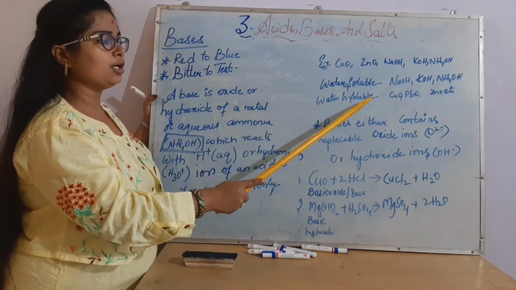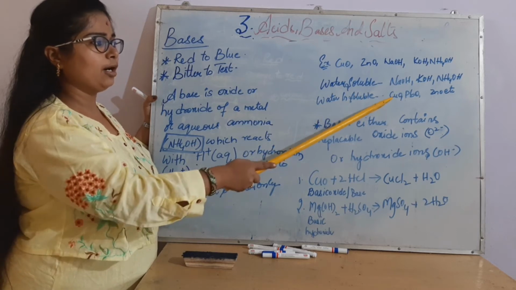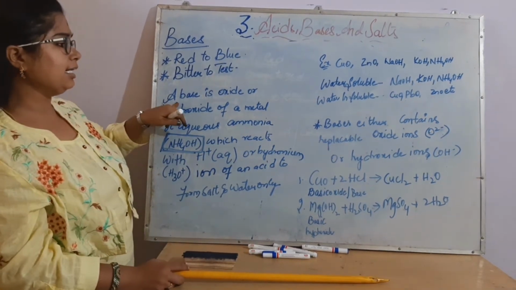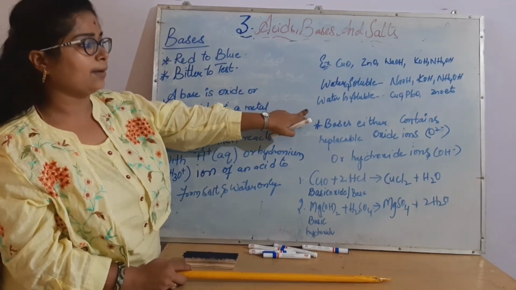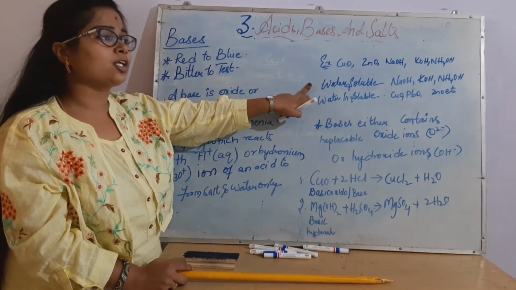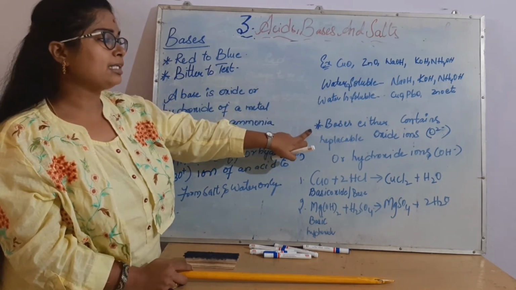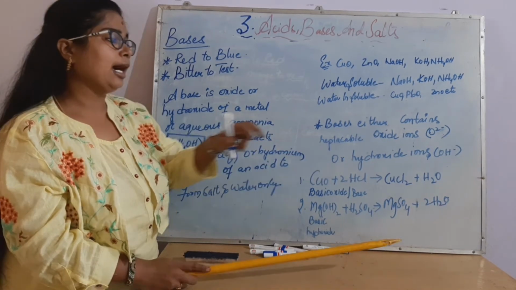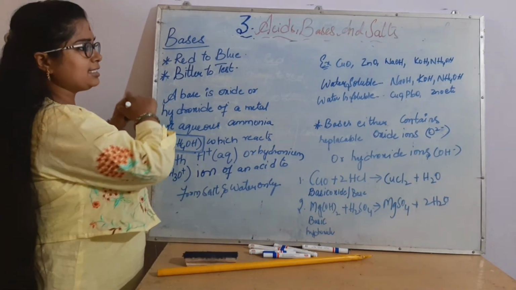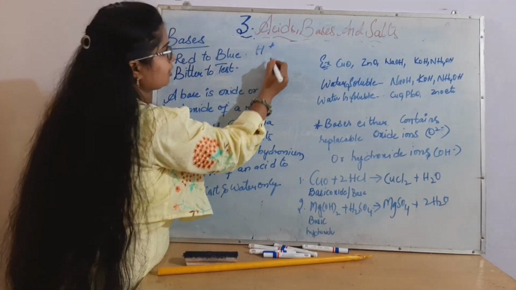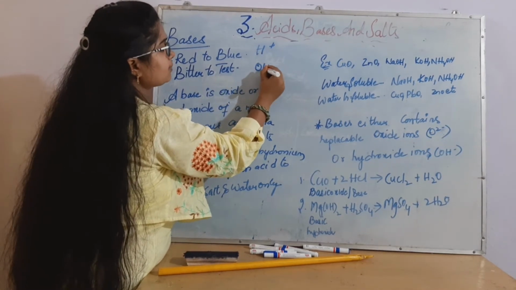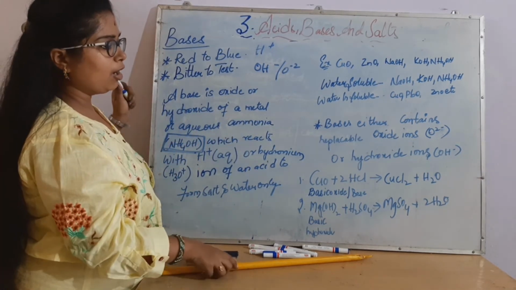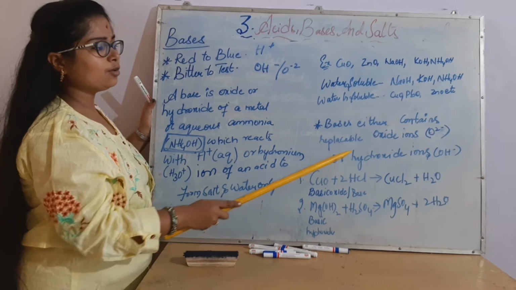And some bases are water insoluble, like CuO, PbO, ZnO. These all are oxides, right? Oxides are insoluble in water. So bases are water soluble and water insoluble. Bases either can replace oxide ions, or OH minus ions, hydroxide ions. In acids, H plus ions are going to get replaced. In bases, it is OH minus, and sometimes oxide ions also.